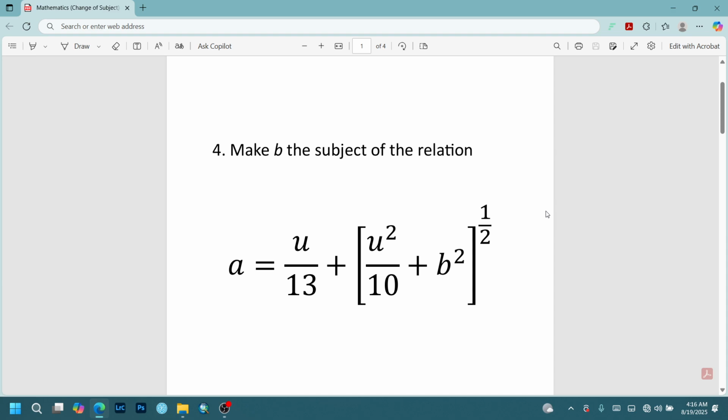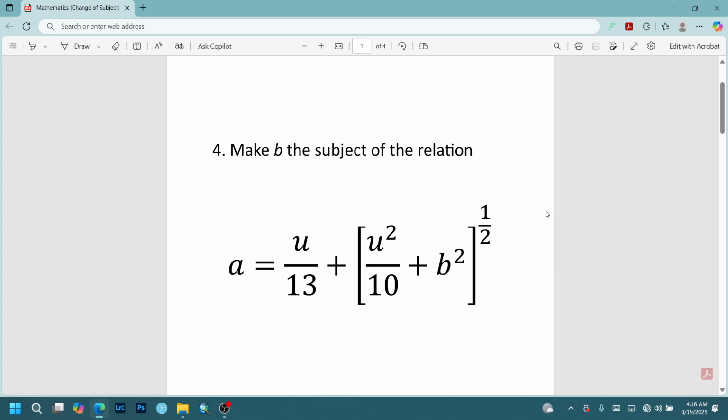In today's series, series 4, we would be solving a very practical change of subject question in mathematics. So stay glued to your seat and let's quickly solve it. Our question for the day is: make B the subject of the relation.